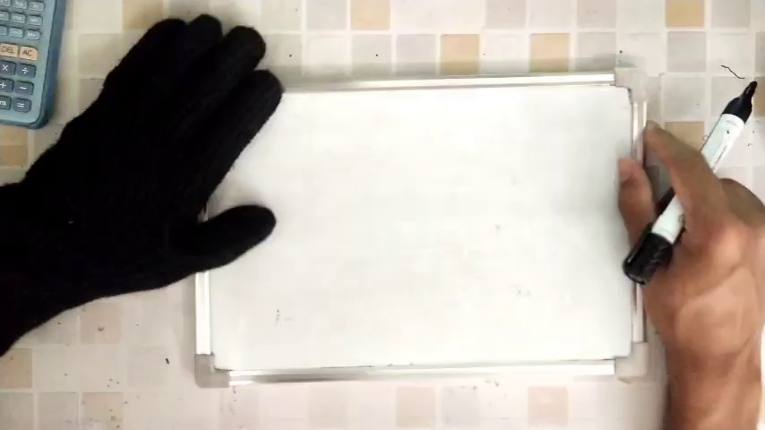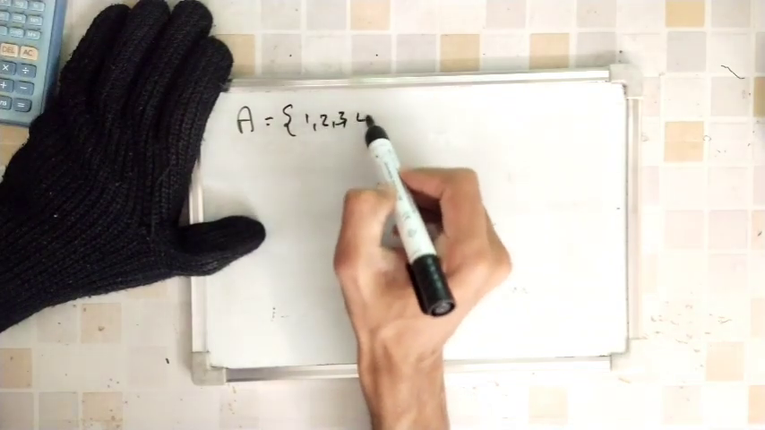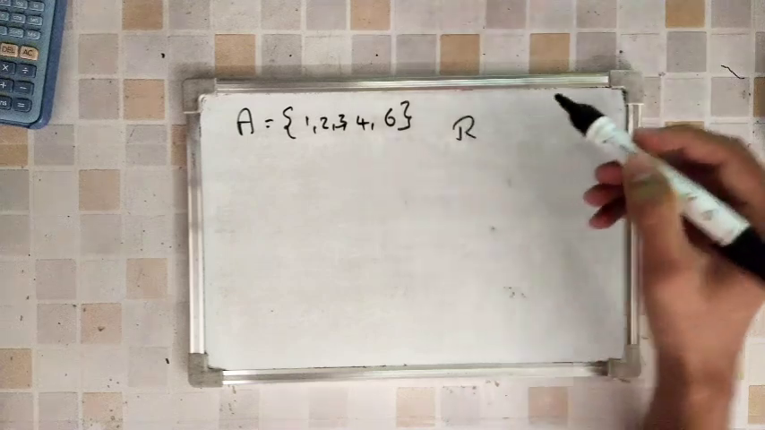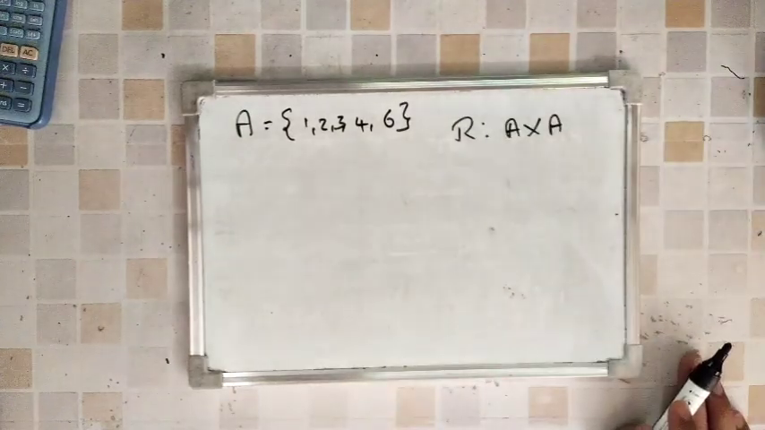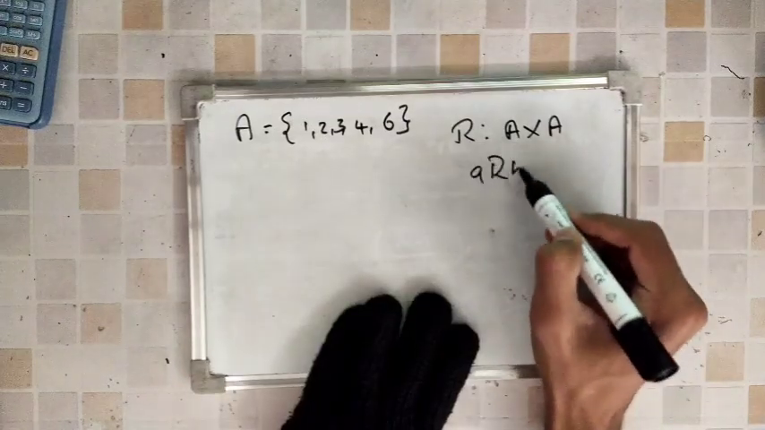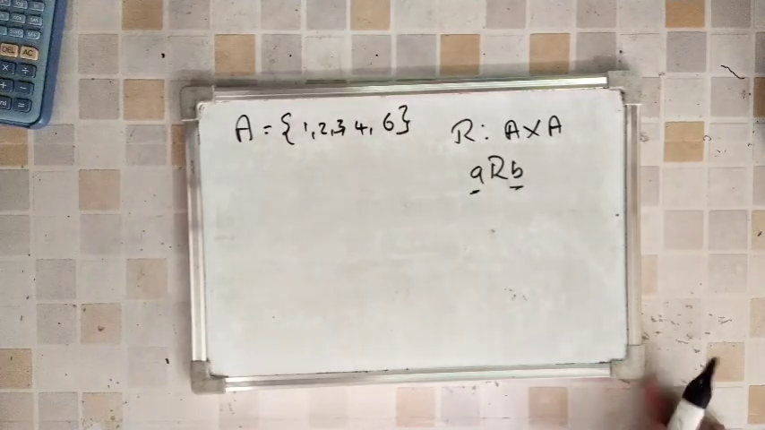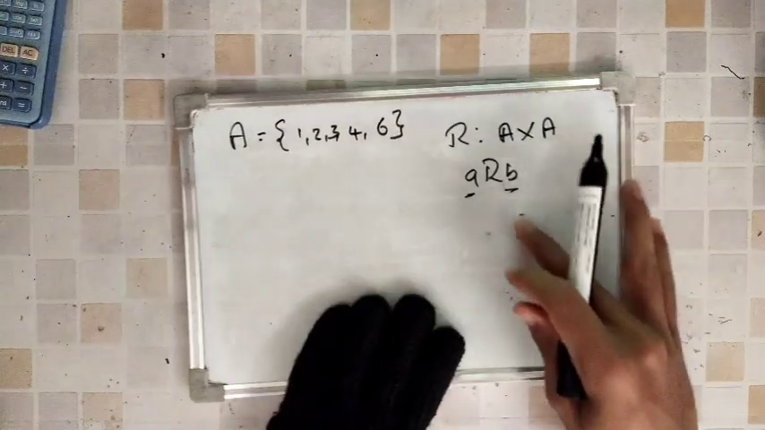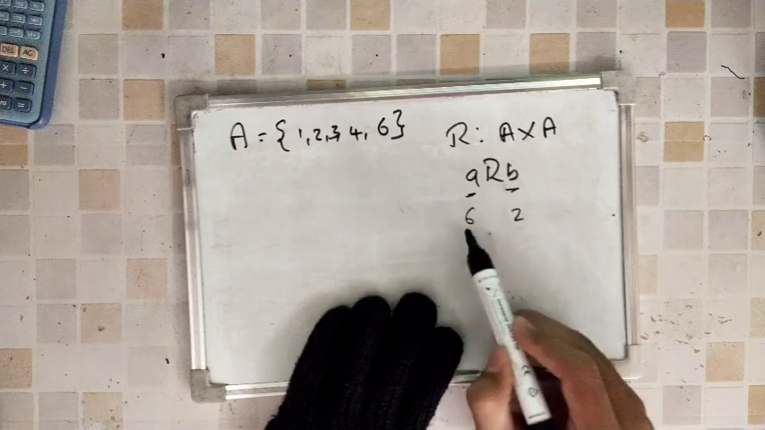Then one more question we have, that is 5c. They have given A is equal to the set {1, 2, 3, 4, 6}. 5 is not there, 6. They have said R is a relation on A, that is R on A cross A, defined by a relates to b if and only if a is a multiple of b. Which means, if I take 2 here, and I have 6 here, then 2 should be a multiple of 6.